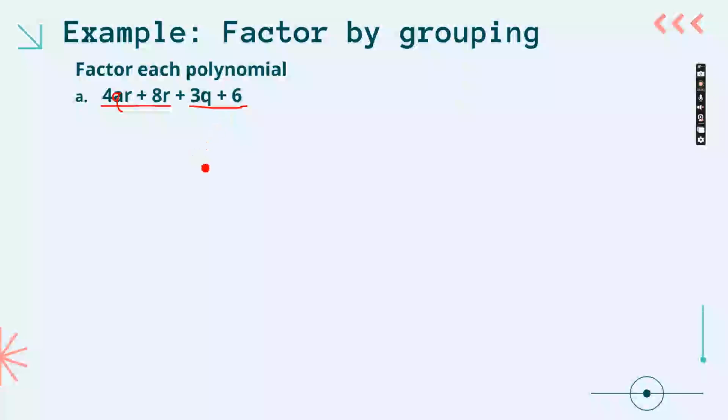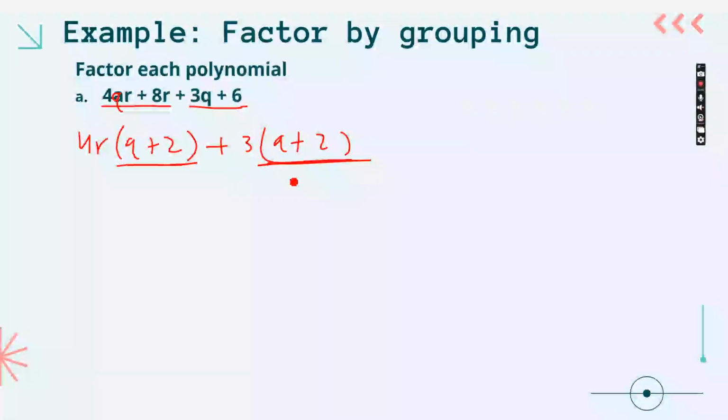And now I just think separately, what are my GCFs for each of these groups? In our first group here, I know I can probably take away 4r from this, and I just think, what should remain? q should remain, as well as positive 2. Here on the right-hand side, if we take away 3, this looks like 3 times q plus 2. And we notice something. We have two similar binomials here, which we can technically factor out as well.